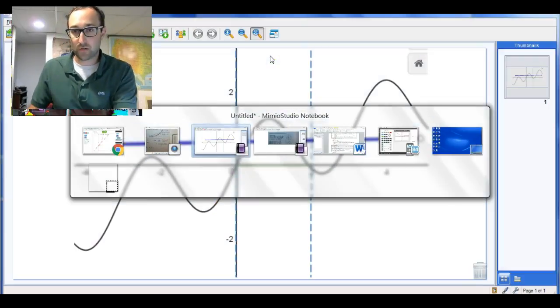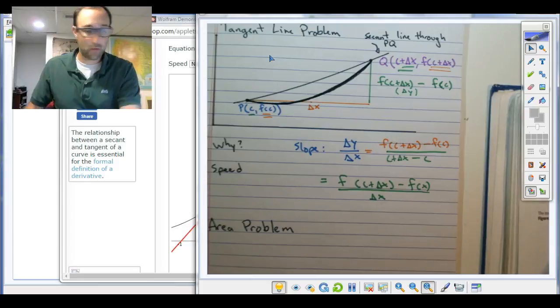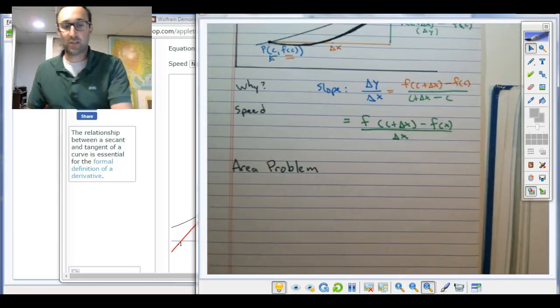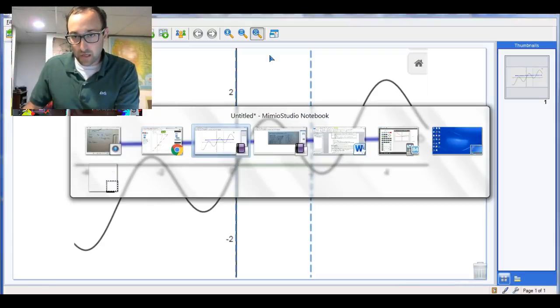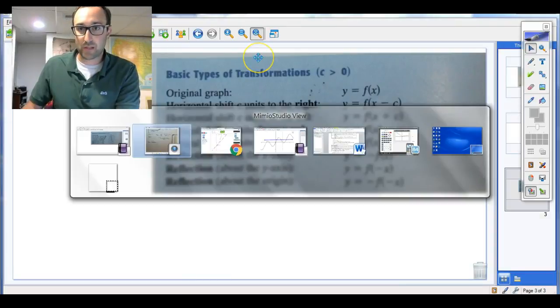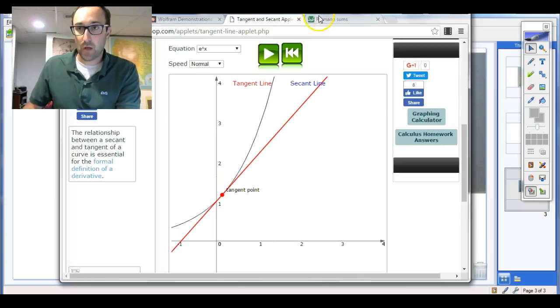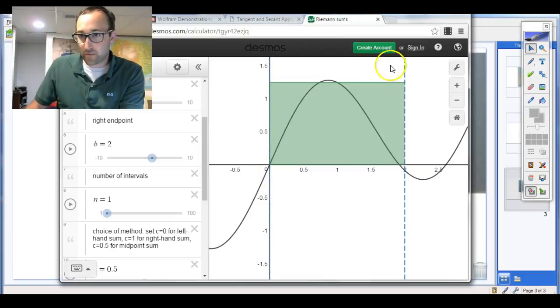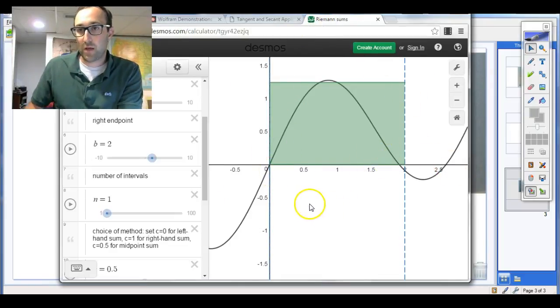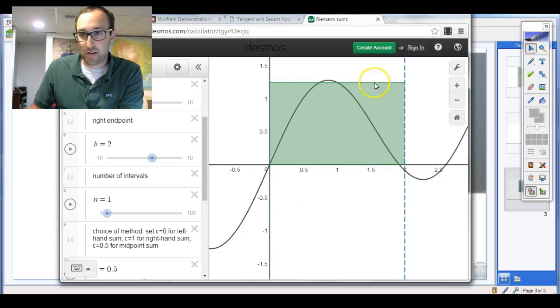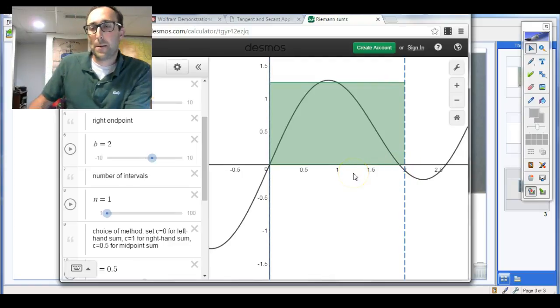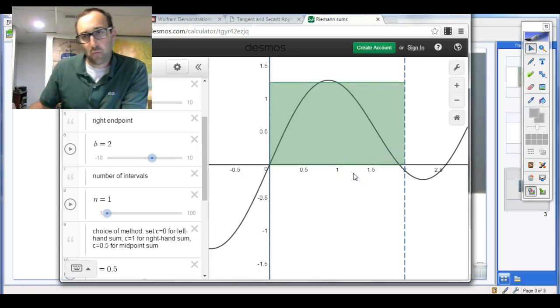Now let's talk about the area problem. Let's say you want to find the area of an irregular shape. We're going to look at the area of this sine curve, and we only want the area between 0 and 2. So we want to find this area, and there's that little piece right there that we also need to look at. So why don't we use a rectangle to approximate the area?